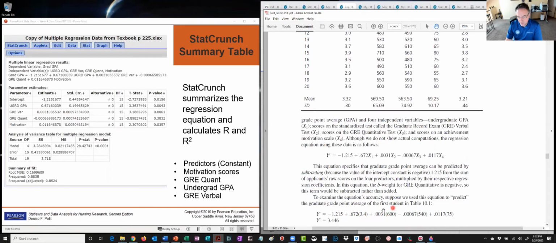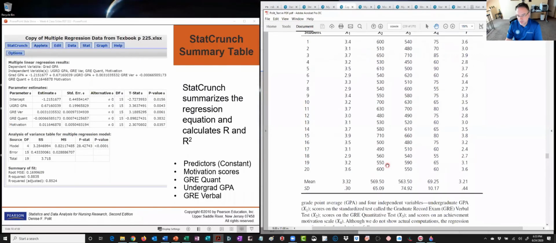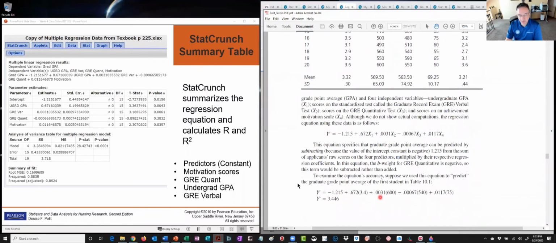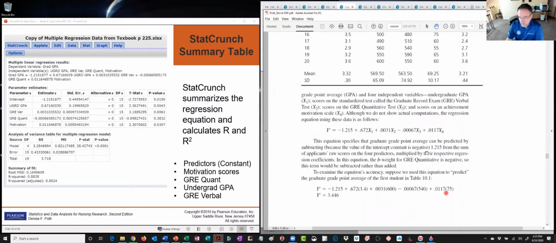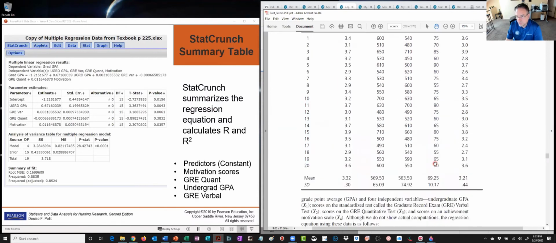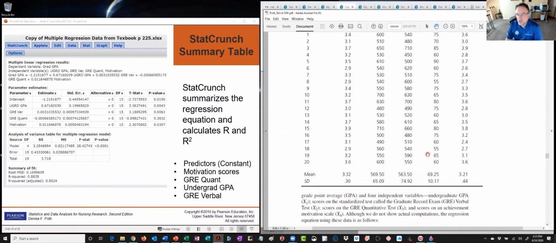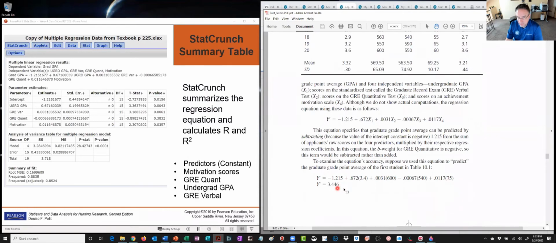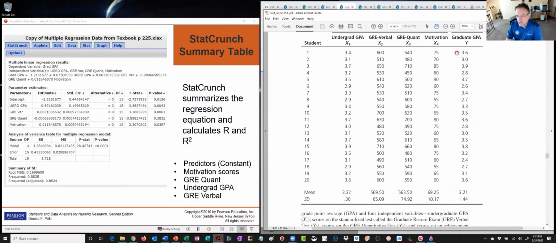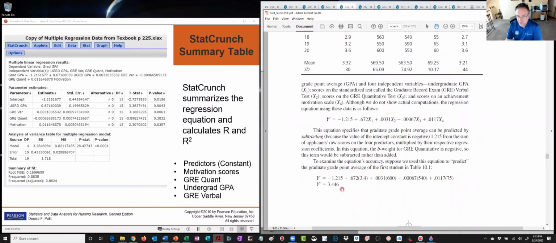Here's the next one. The GRE verbal score was 600. You put 600 in there times 0.013. That was the slope or the contribution from that one. There's the quant, which is actually subtracted. So you have to subtract this one. They got a 450. So you subtract that one, and then you add the last one, which is the 4th variable, the motivation score. And for the first one, again, it was 75. So you put that in there, do all the math, and you get 3.46. And that's their predicted score. Their actual graduate GPA was 3.6, so it fell off a little bit on this one. But that's the predicted one, and then that's the actual score that they got.